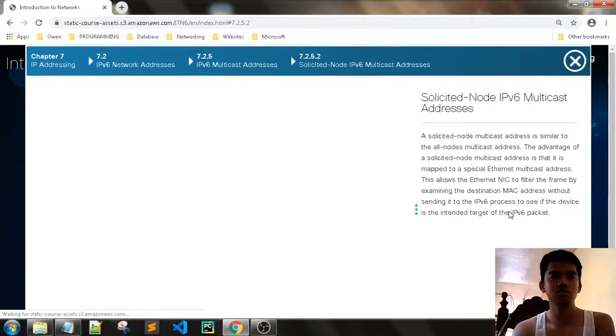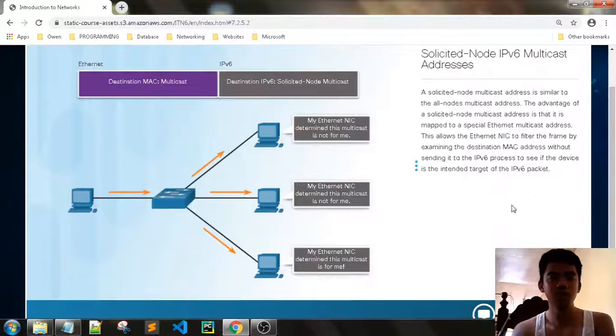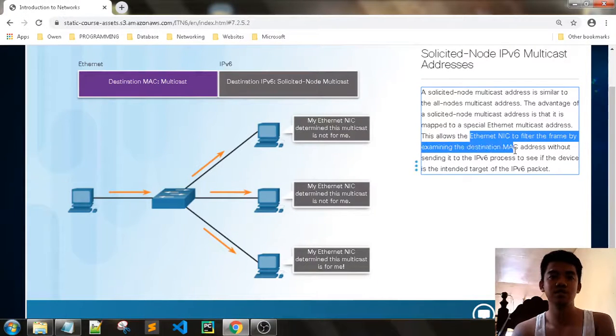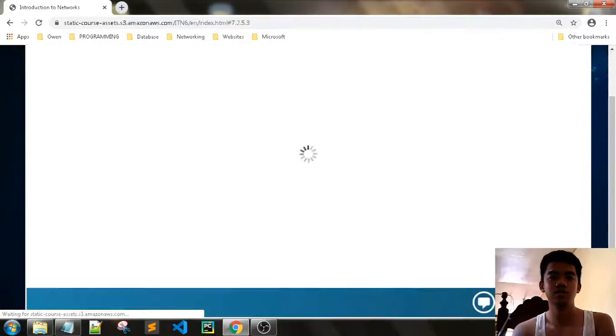Solicited node: the multicast address is mapped to the MAC address of the host. It allows the Ethernet NIC to filter the frame by examining the destination MAC address without sending it to the IPv6 process.